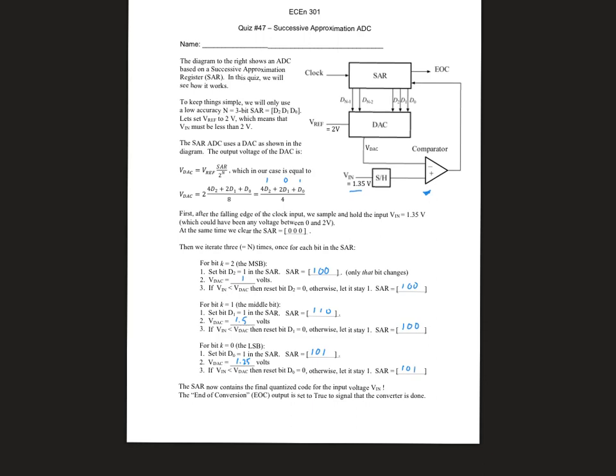And that means that 1.35 is approximated as 1.25 with a 3-bit digital to analog converter. Okay, so that's how to do quiz number 47.